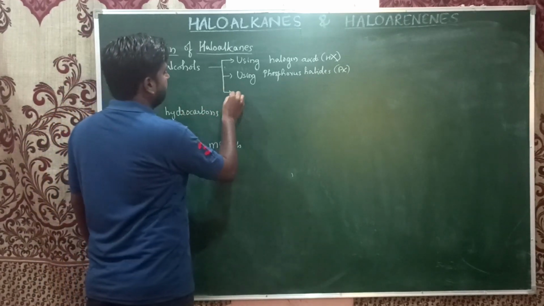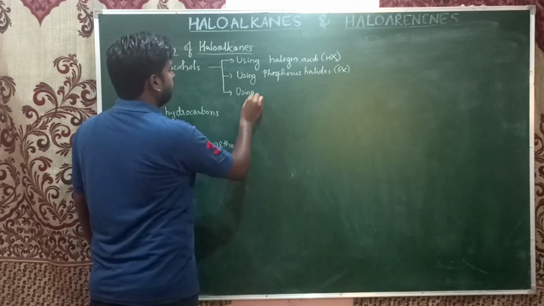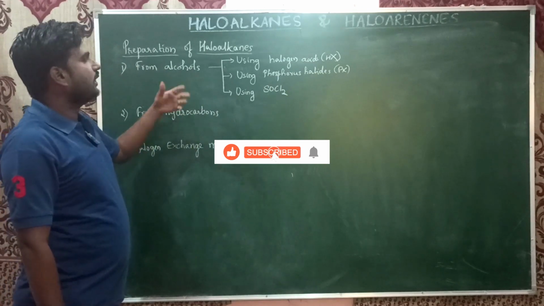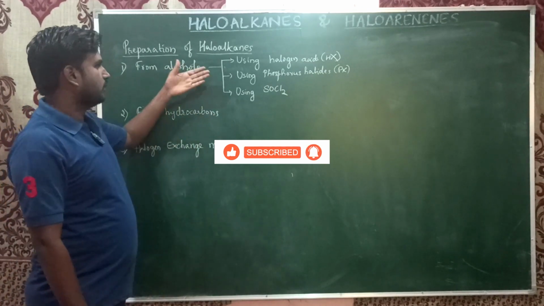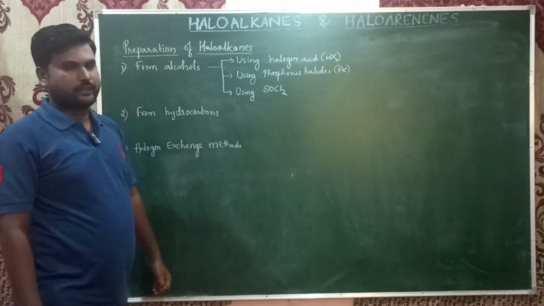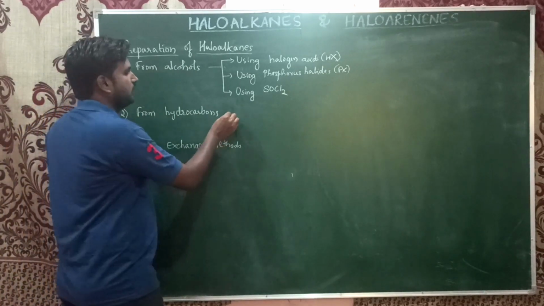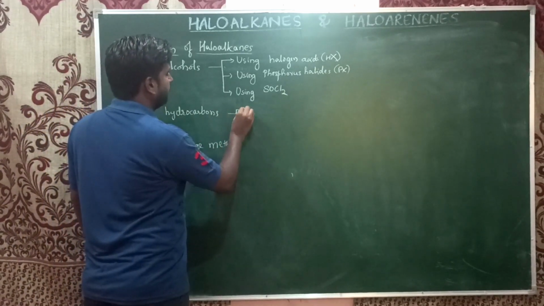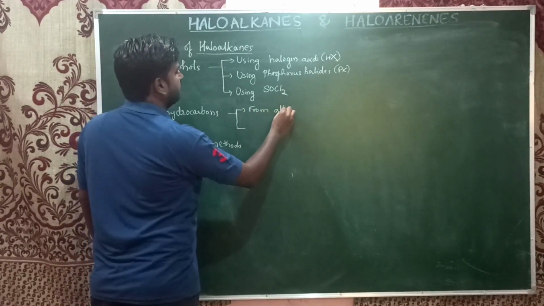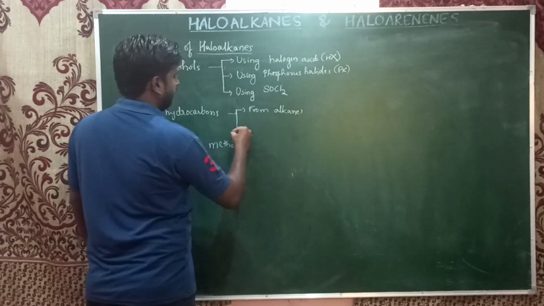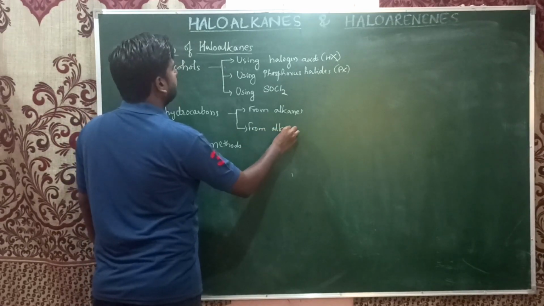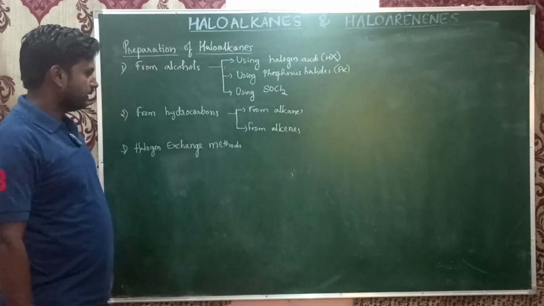The third reagent we use is thionyl chloride. These three are the methods or reagents that convert alcohols into haloalkanes. In the case of hydrocarbons, as usual, saturated and unsaturated, that is from alkanes and from alkenes, we can prepare the haloalkanes. So we'll discuss them later.